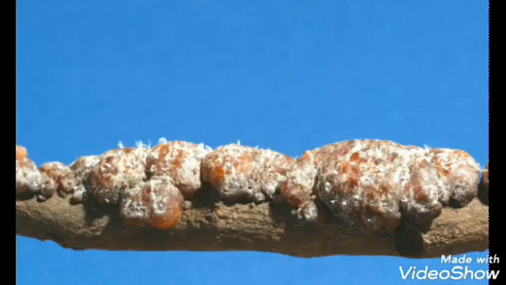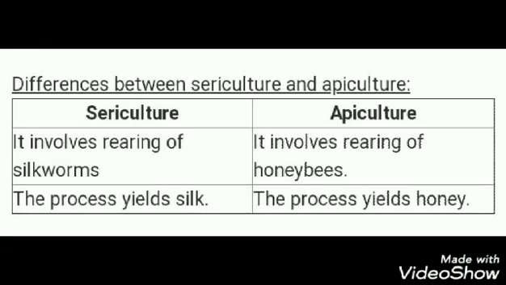Here, children, you have to remember one thing. Rearing or breeding of honeybees for collection of honey is called apiculture, while rearing of silkworms for getting silk is called sericulture. In the examination, the difference between apiculture and sericulture comes. So you have to write this answer.